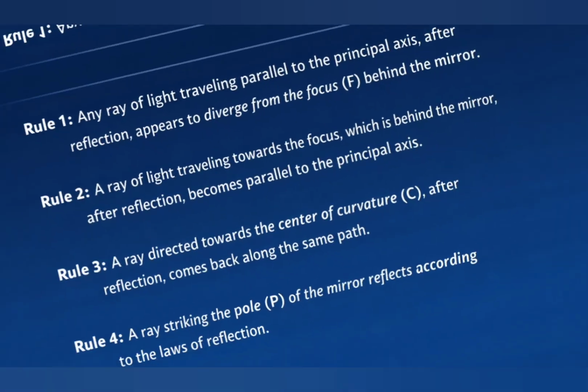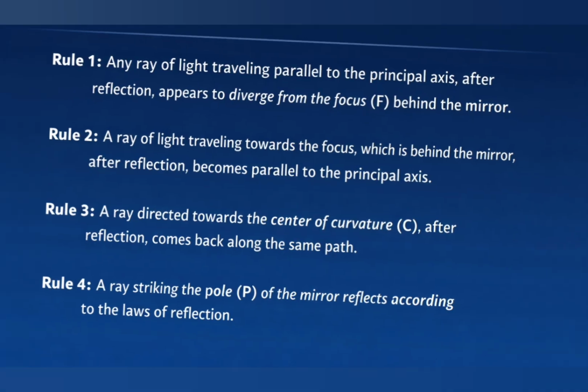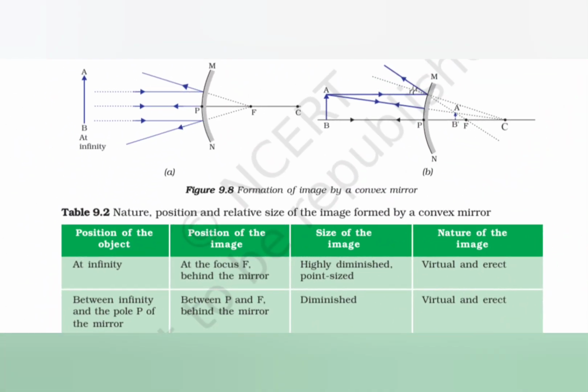Alright students, I hope you understand the ray rules and ray diagrams of convex mirror. As we discussed, there are only 4 ray rules and 2 important ray diagrams in convex mirror. So practice them regularly. One more important point to remember, whenever you draw ray diagrams, you must always mark arrows, because a ray is not just a line, it's a line with a direction. If you draw a diagram without arrows, then it is not a proper ray diagram.